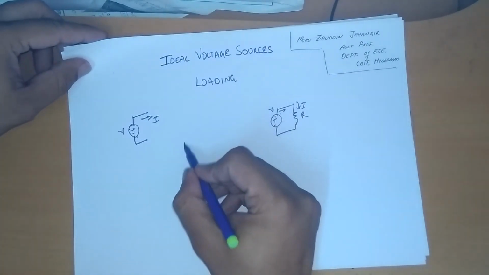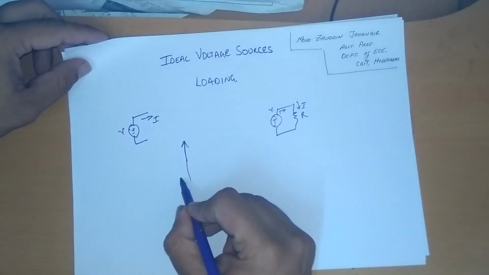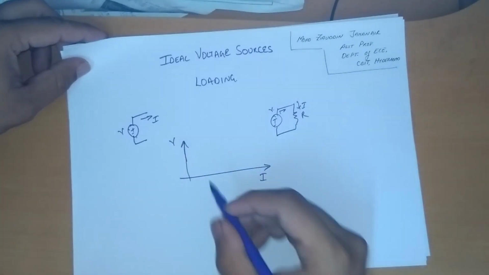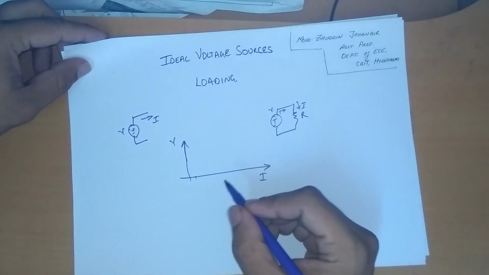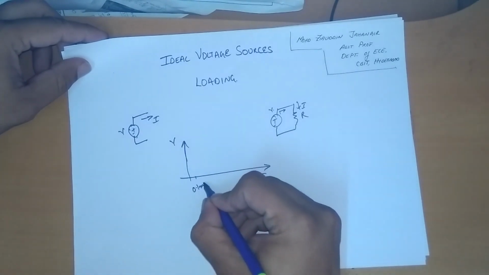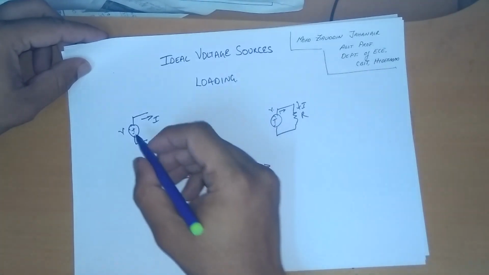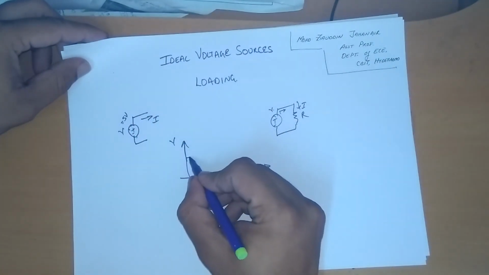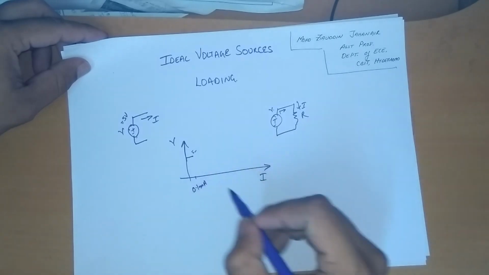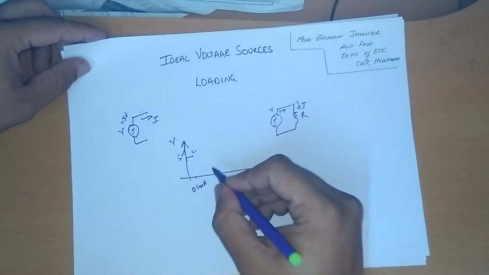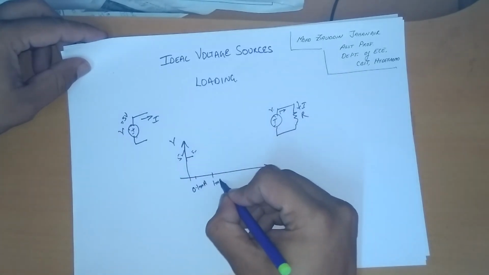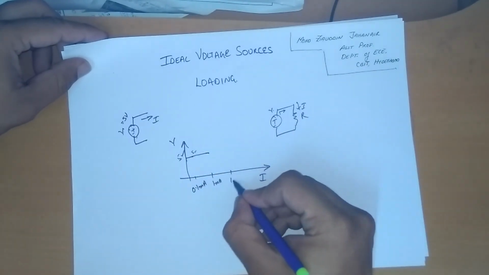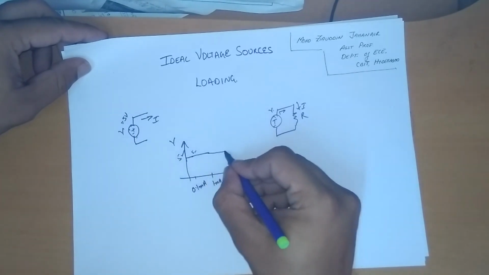For an ideal voltage source, it is expected, if I draw the VI characteristics, voltage on Y and current here, if I try to draw a small current like 0.1 milliampere out of it, let us say my voltage source is of 5 volt, then it should remain at 5 volt even though I draw 0.1 milliampere. If I try to draw 1 milliampere, even then the voltage should remain 5 volts. If I try to draw 10 milliamperes, the voltage should remain the same.